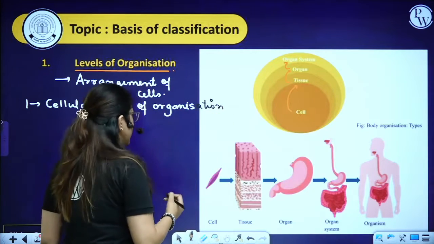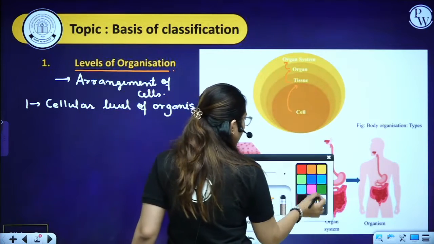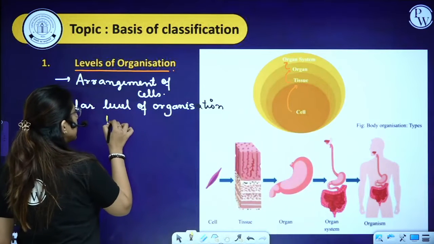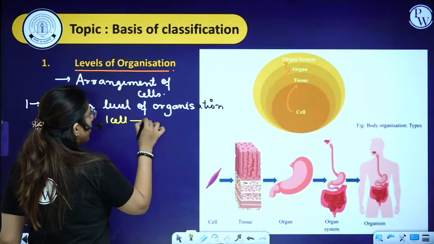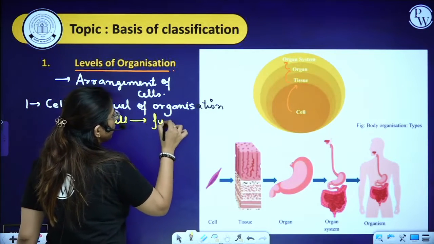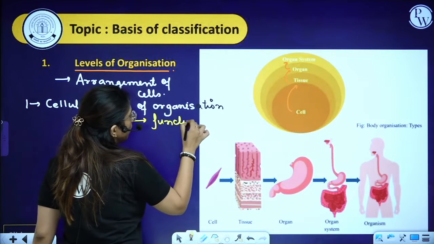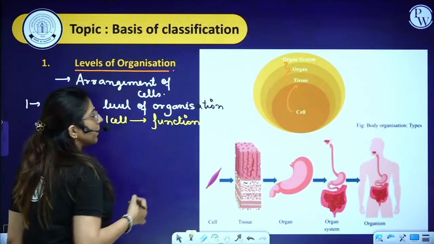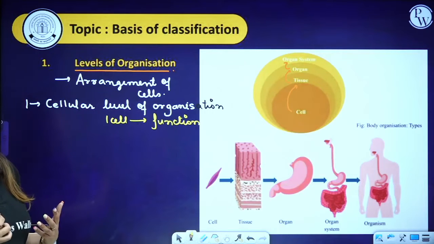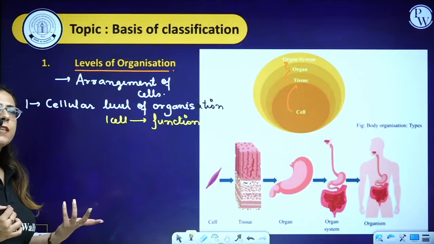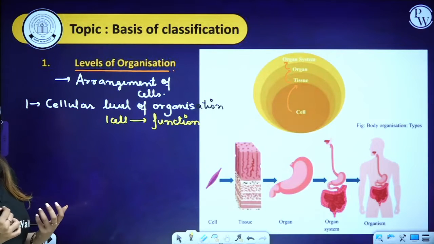So what do we mean by cellular level of organization? That means one cell is responsible for a particular function. It's not the tissue which is responsible for a particular function. Different cells are there which are responsible for a particular function.